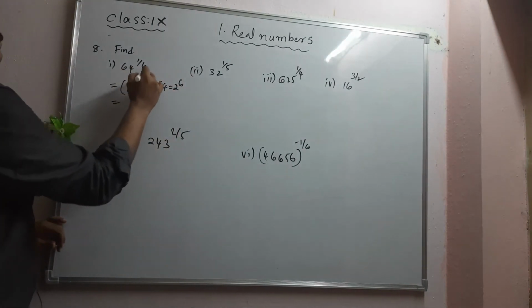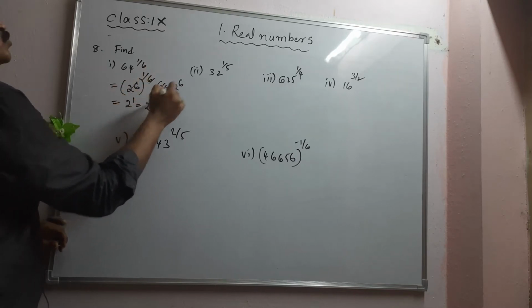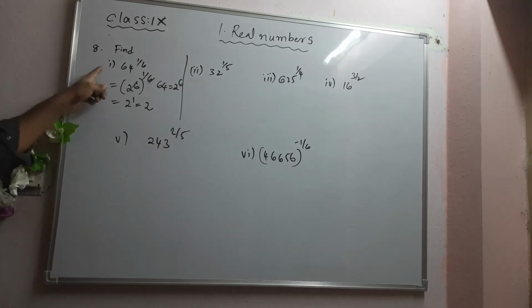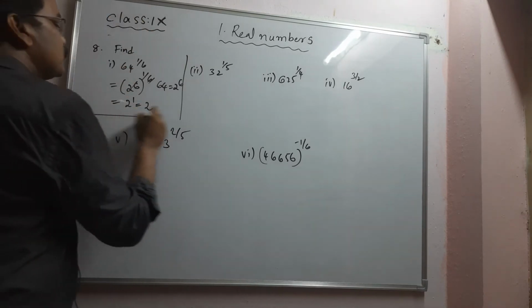So power 1 by 6 is there. Now 6 and 6 get cancelled. 2 to the power of 1 is 2. So here 64 whole power 1 by 6 is 2. That answer is 2. Understand, students?